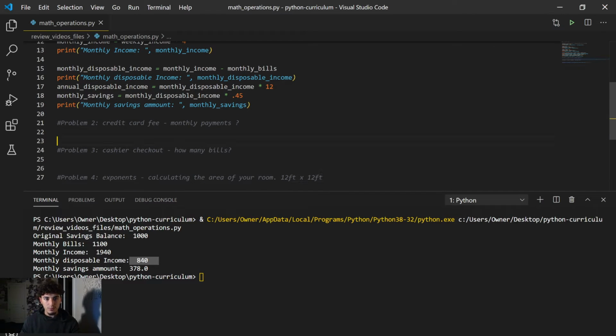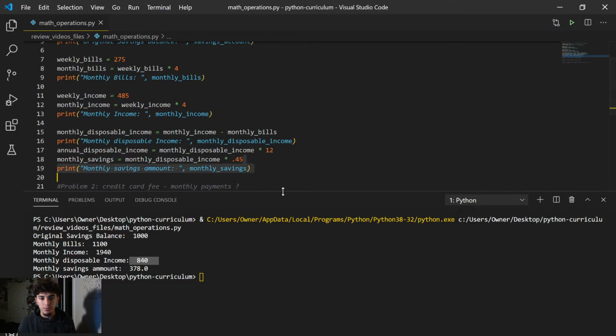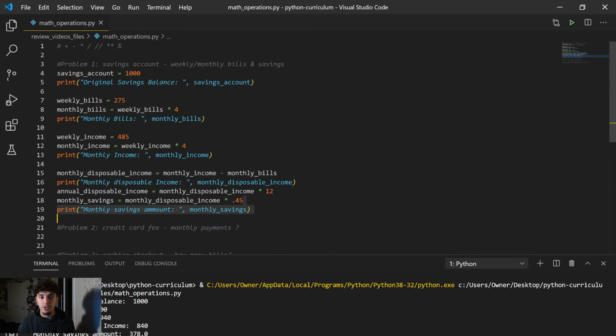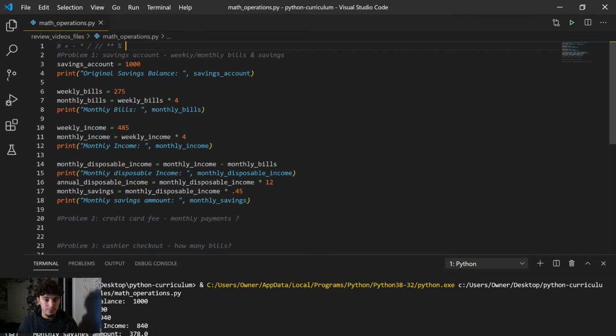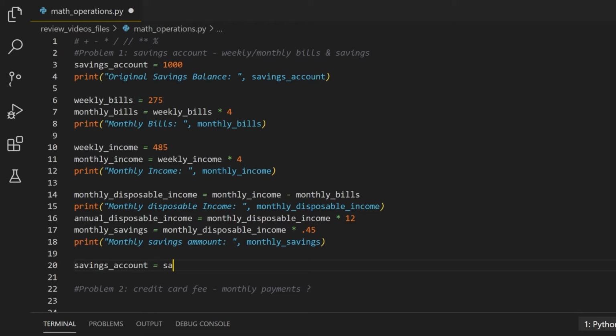Cool, okay. So now that we have that, we want to add this amount to our savings account, right? So it doesn't do us any good if we're just calculating how much we're going to save. We actually have to put the money into our savings account and actually start saving. So to do that, what we could do is take whatever our monthly savings is, whatever that number is, and just add it to our savings account. So all we have to do is savings account equals savings account plus our monthly savings.